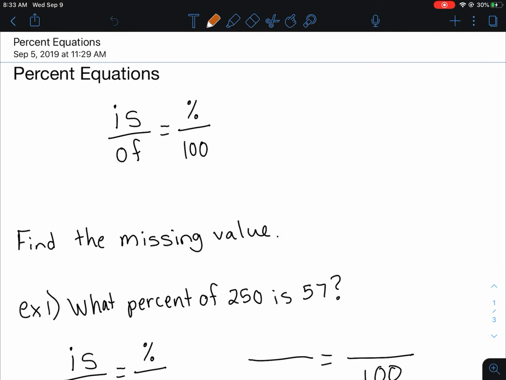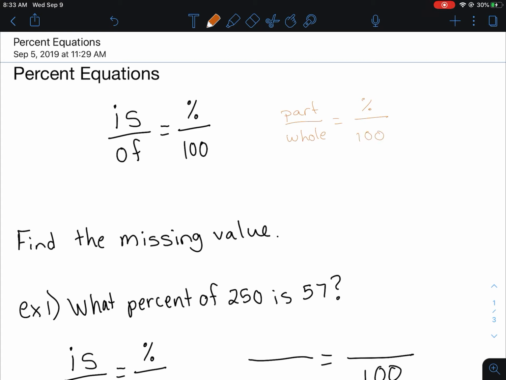All right, today we're going to be working on percent equations. You should have done this last year, when we were working with proportions. I like to do is over of equals the percent over 100. Some people do part over whole equals percent over 100.